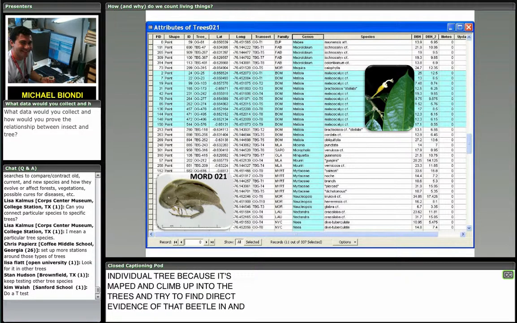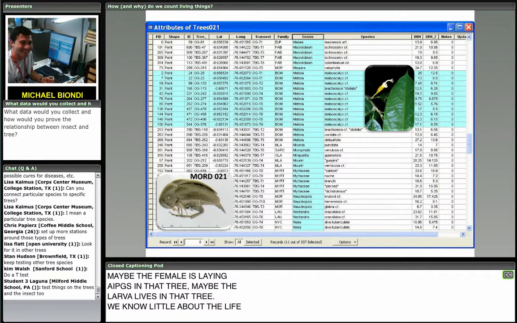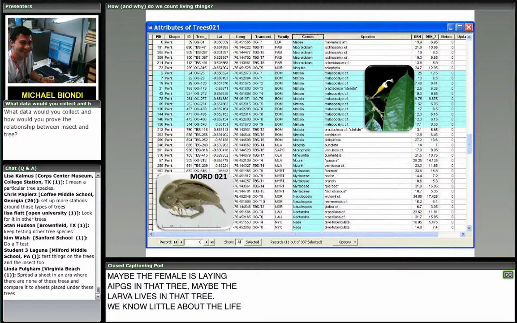So maybe it's pollinating that tree, maybe the female is laying eggs in that tree, maybe the larva lives in that tree. We really know very little about the natural history and the life cycles of these beetles in the Amazon canopy. But we do know their address. That's right. But sometimes scientists don't have all the funds to go back down to the Amazon and spend another 6 months in the forest.